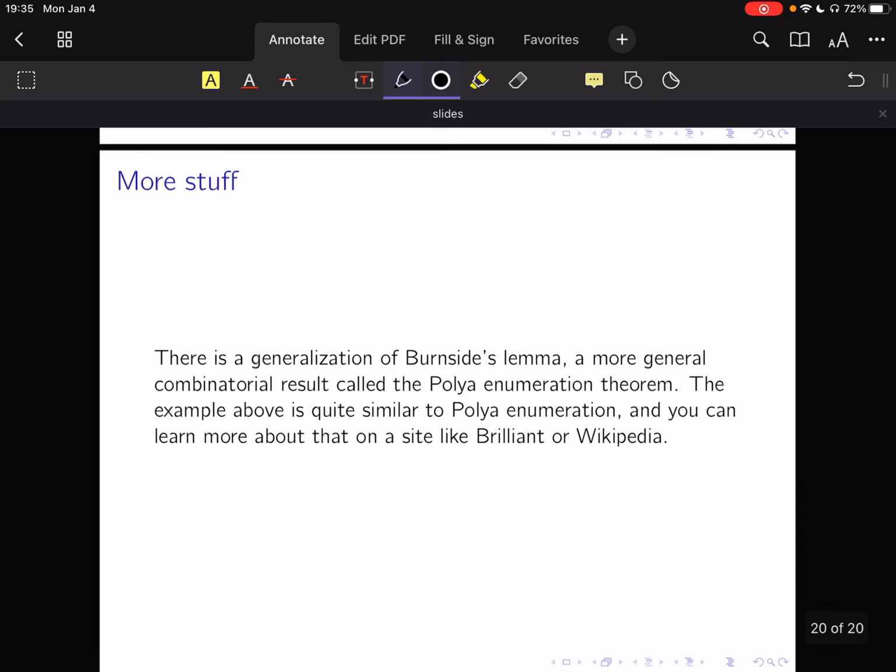So I think that last example was kind of hard, and it was illustrative of how Burnside's lemma is actually useful outside of combinatorics. There is a generalization of Burnside's lemma, which is called the Polya enumeration theorem, and the example above in particular is quite similar to that. If you enjoyed this content and you're interested in learning more about it, I'd recommend that you read about Polya enumeration on a site like Brilliant or Wikipedia.